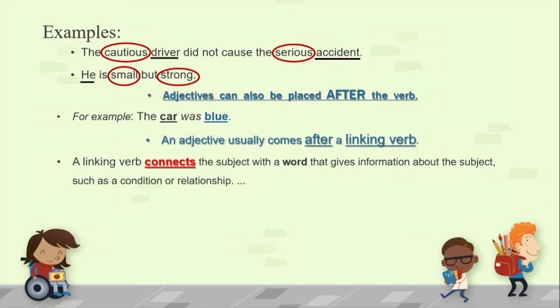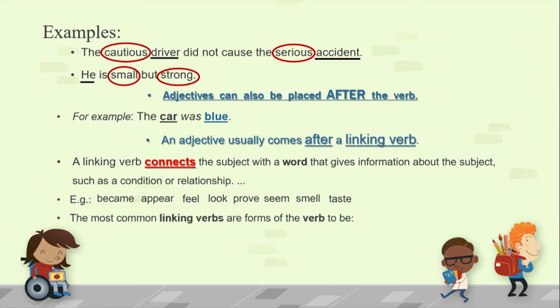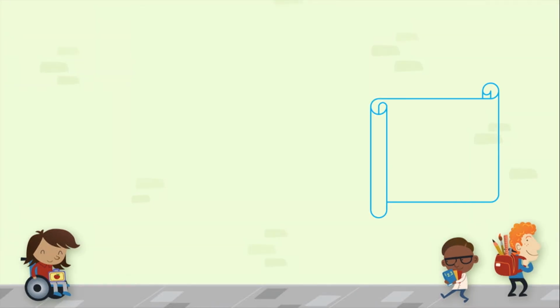A linking verb is something that helps us connect the adjectives. So let's look at some examples. We have became, appear, feel, look, prove, seem, smell, taste. And the most common are am, is, are, were, being, been, shall be, and will be. Those are some things we can look out for when that adjective comes after the verb.